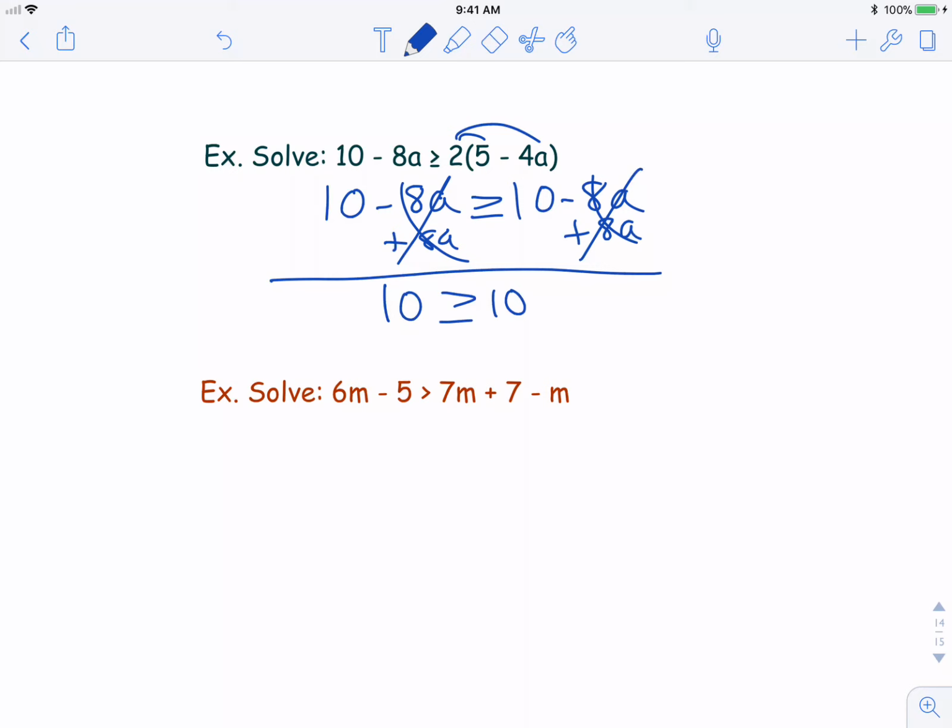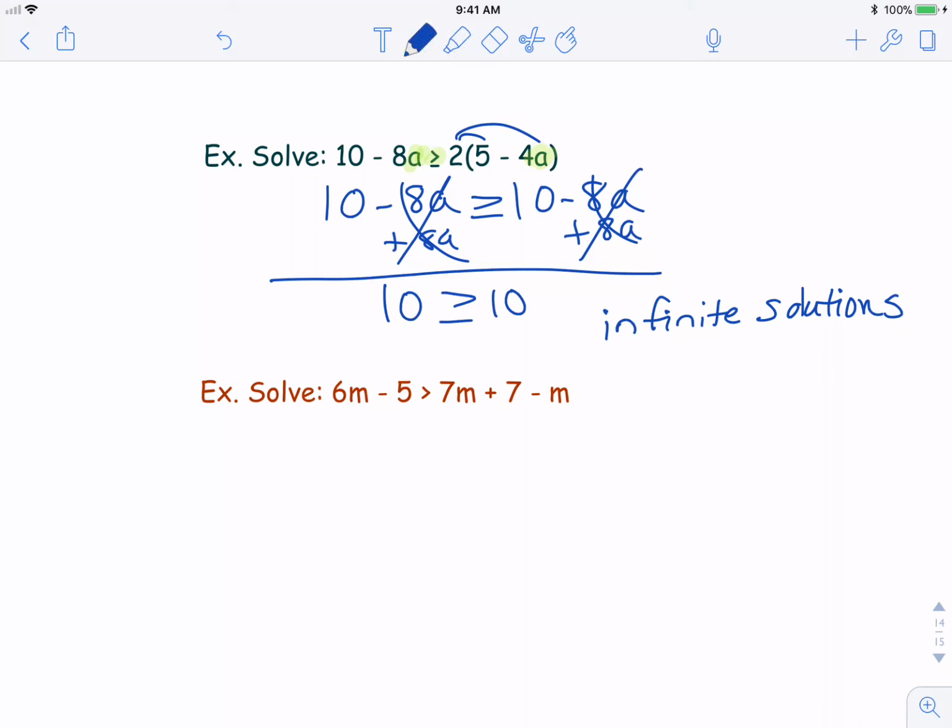Since my variables disappear and I'm left with a true statement, just like in solving equations, this would leave me with infinite solutions. So that means that there's any number I can plug in for a at the very beginning of this inequality, and I will be left with a true inequality statement.